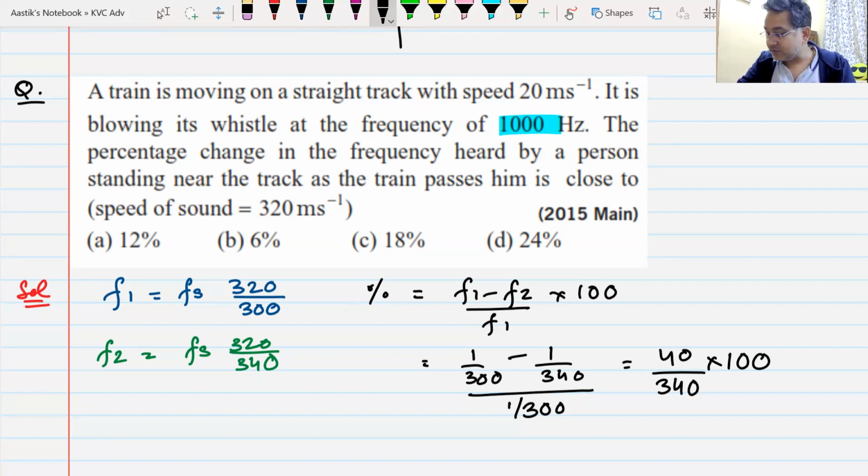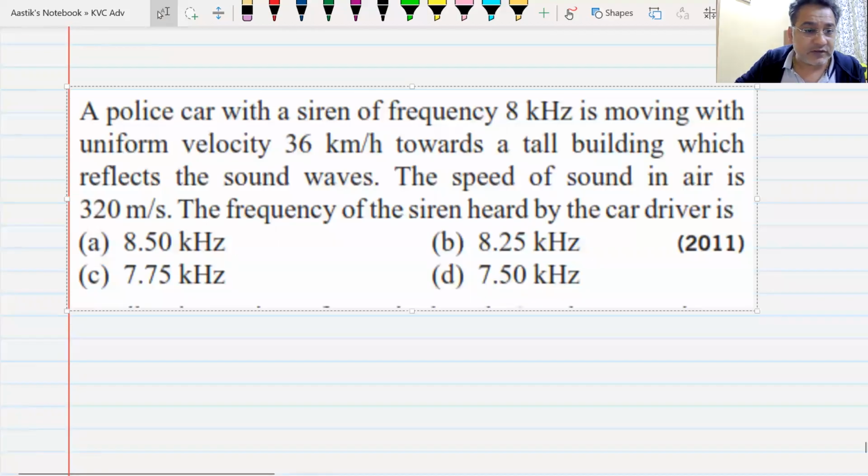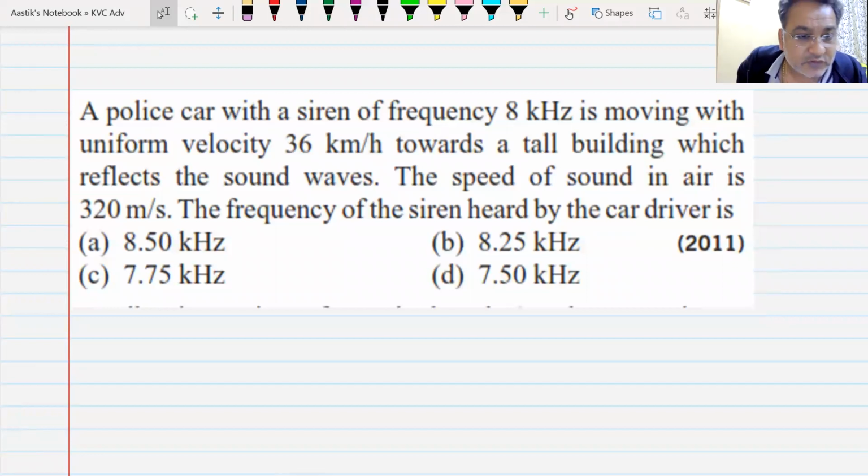I'll give you one last question as homework, and you can see this question has come previously in the exam, and I think I have already given you the formula for this question. A police car with a siren frequency of 8 kilohertz is moving with a uniform velocity of 36 kilometers per hour towards a tall building which reflects the sound wave. So this is the Doppler effect in reflected sound. You can find out the frequency heard by the driver.